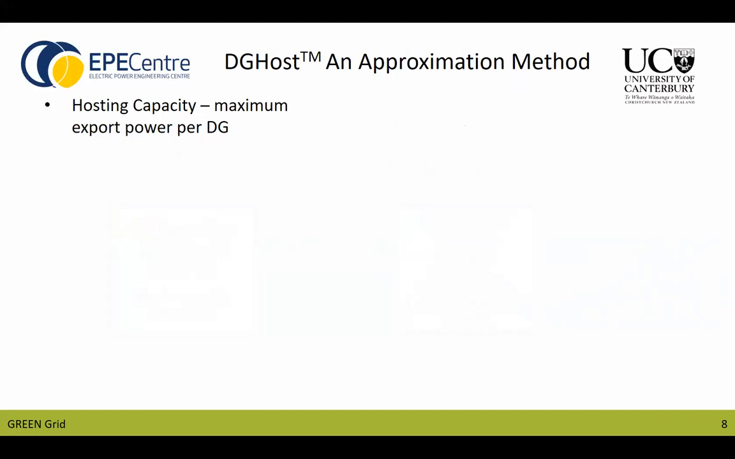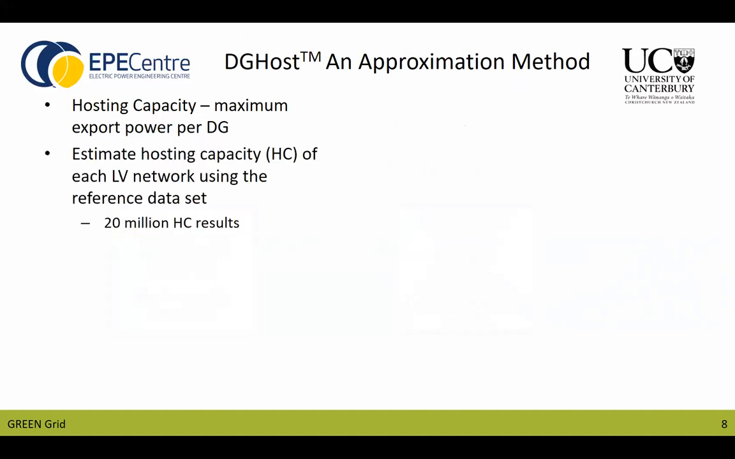So it's considered on a per network basis. And that's before we have issues with congestion, such as high voltages or current limits being exceeded. So the idea was to estimate hosting capacity by looking at your network of interest, trying to find the networks most similar within this database. And we were lucky enough to have about 20,000 networks.